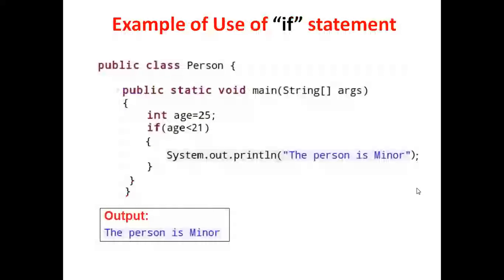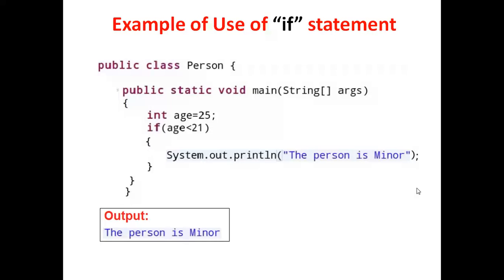We'll see this with an example of an if statement. Here I have written one class named person, in which I have written the main function. In the main function, I have declared a variable age, which is of integer type, equal to 25. Now I am using an if condition. In the brackets I have written the condition, that is, age is less than 21.